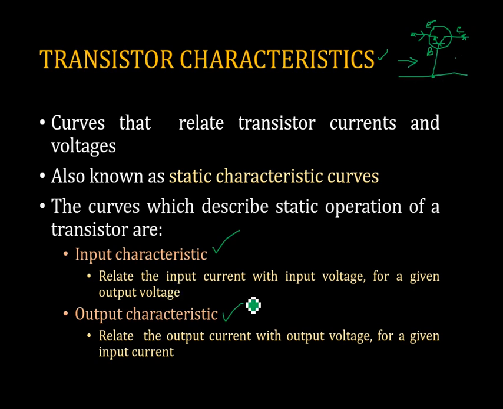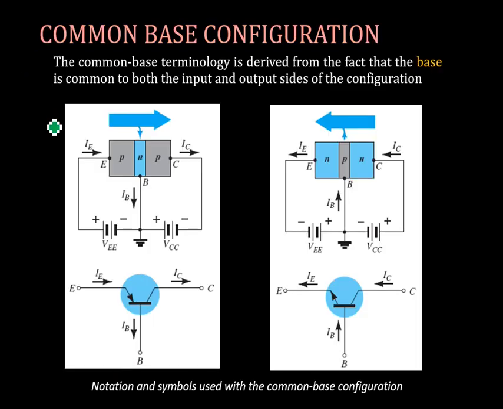So these characteristics give the relation between input current and input voltage for a given output voltage. This will be maintained constant. Whereas output characteristics relate the output current with output voltage for a given input current. Depending on the configurations, there will be slight variations. So this is a common base configuration. The common base terminology is derived from the fact that the base terminal is common here. You can see the base is connected to ground, and it is common to both input and output sides of the configuration. So this is the symbol denoting a PNP transistor, and this base is common, and this is the symbol for an NPN transistor.